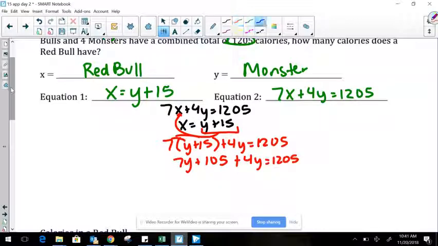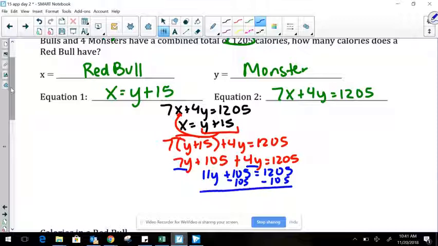Okay, and then we'll combine like terms. So I have 11y, subtract the 105. All right, so 1,205 minus 105 gives us 1,100. So when I divide by 11, that works out nicely. Okay, so when I divide that, what do you get? Okay, you should get 100 for y.